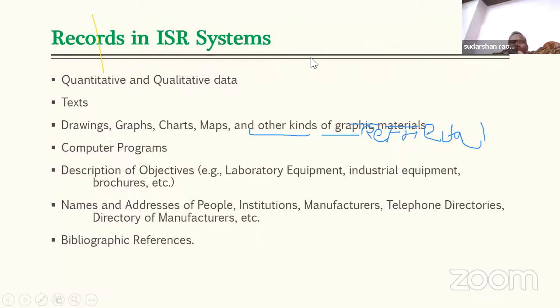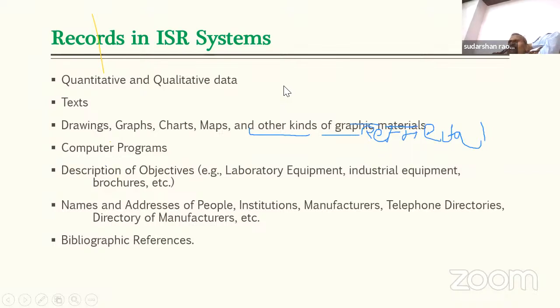Records in ISR system. So, information storage and retrieval system will have number one, information storage. Number two, information retrieval. Correct? Okay. Now, in that, what are you going to store in the ISR system? What are you going to store there? It could be quantitative data, figures, numbers, etc. It can be textual data. It can be qualitative data. It can be figures, graphs, pictures, photographs.